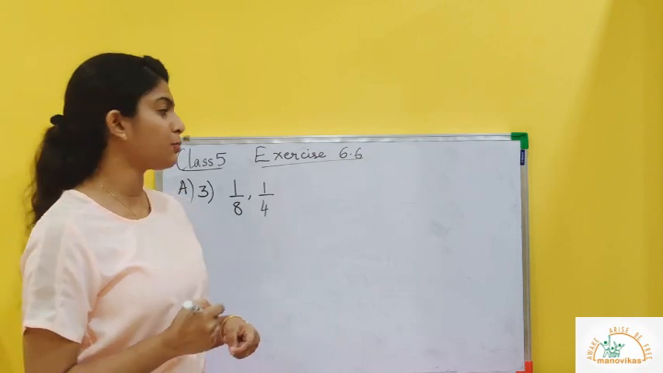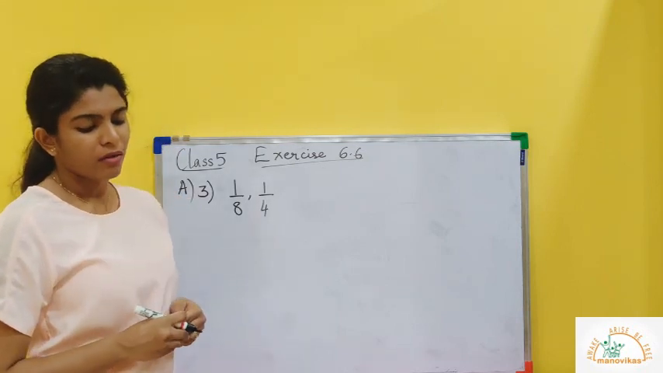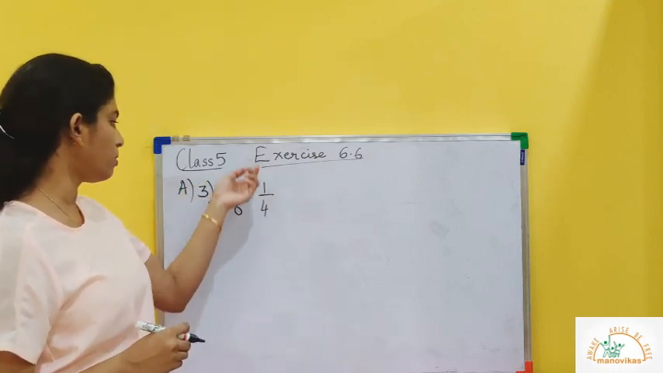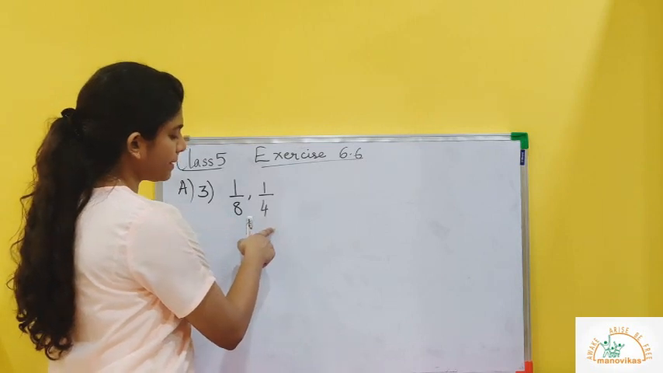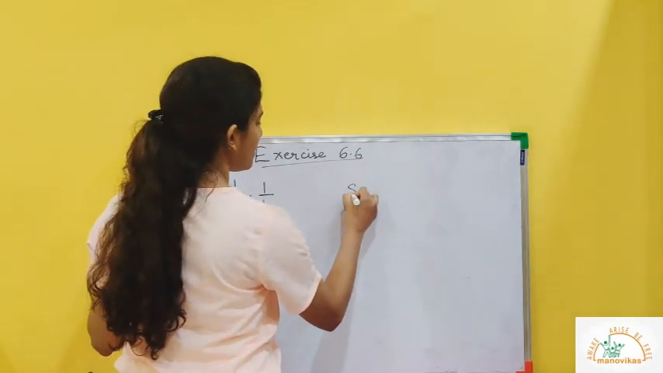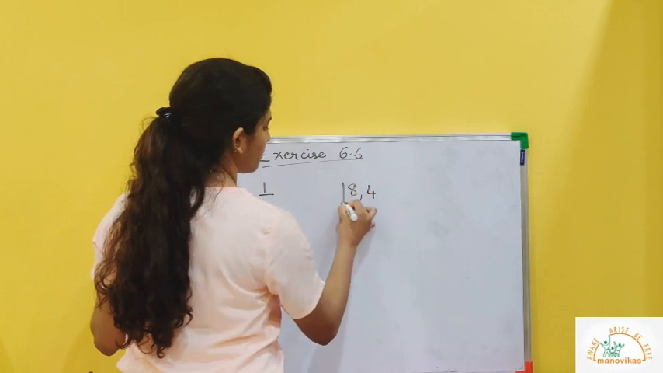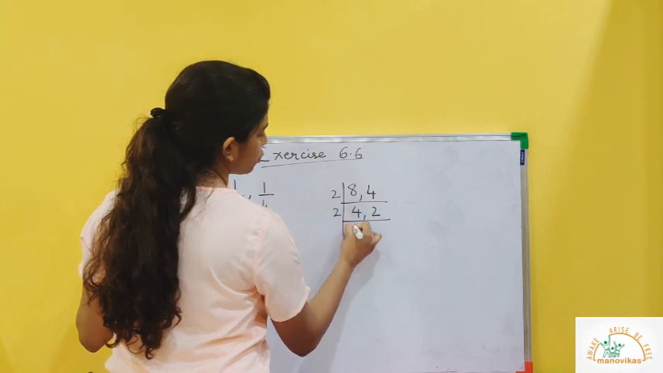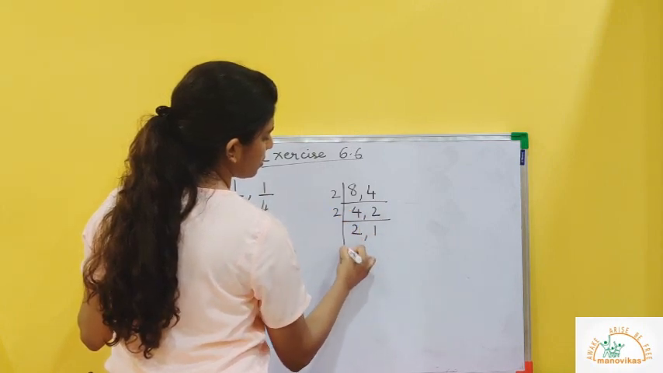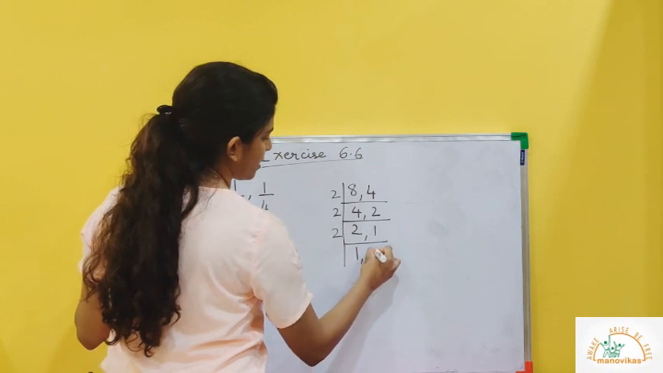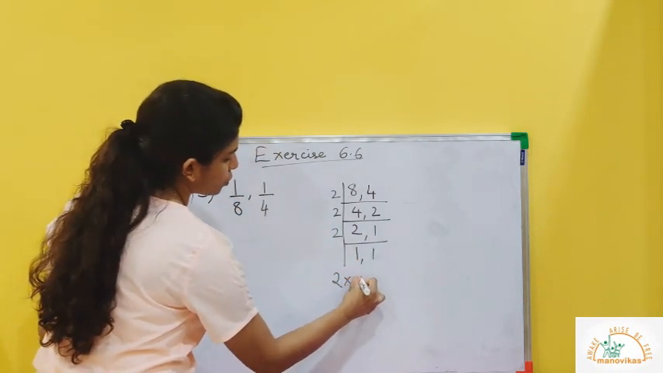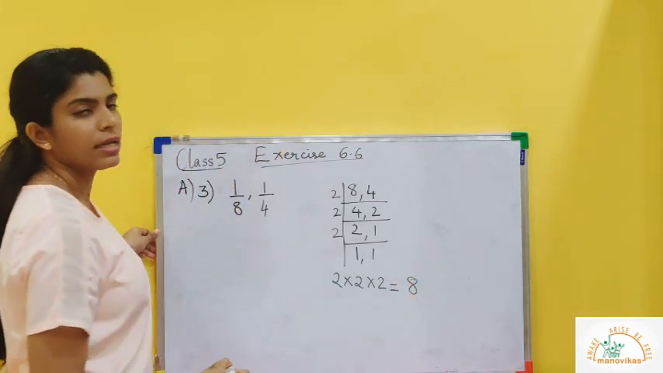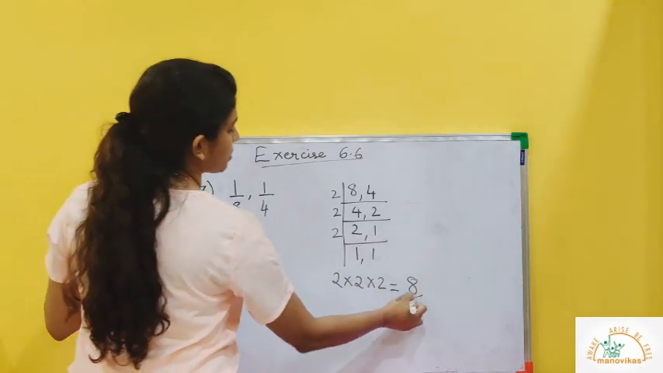Let's solve exercise 6.6. Question A. Which fraction is greater in each pair? So I have taken the third one, 1 upon 8, 1 upon 4. So here the denominators are different. So I have to find the LCM. 8, 4. 2 4s are 8, 2 2s are 4. 2 2s are 4, 2 1s are 2. 2 1s are 2. So what do you get? 2 into 2 into 2, I get 8. So the LCM here is 8.